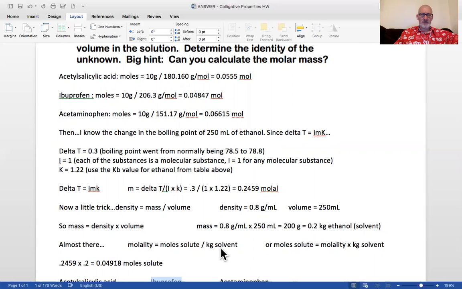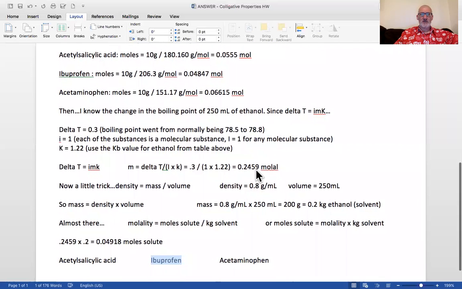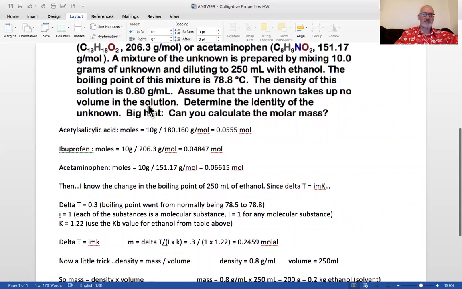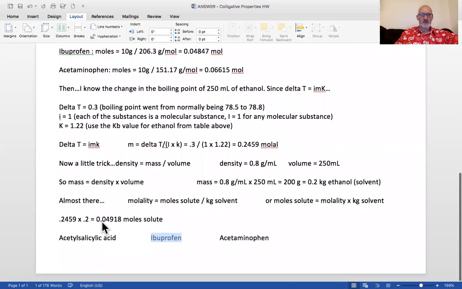So at this point, I now have a way to figure out how many moles of solute I should have had in the problem here. So I take my molality, which I solved for up here, 0.2459. I multiply by the 0.2 kilograms of solvent. That's how much ethanol I had, because I didn't know from the original problem how many kilograms of ethanol I had. The only thing that I knew was the volume of ethanol and the density of ethanol. So I had to do some calculations to get the mass of ethanol. So at this point, I go ahead and figure out that I've got 0.04918 moles of solute.